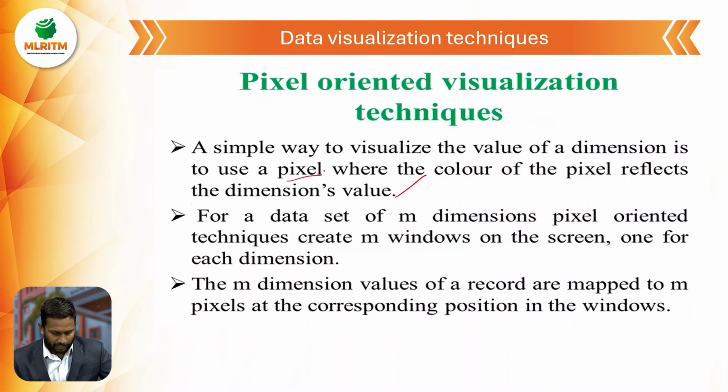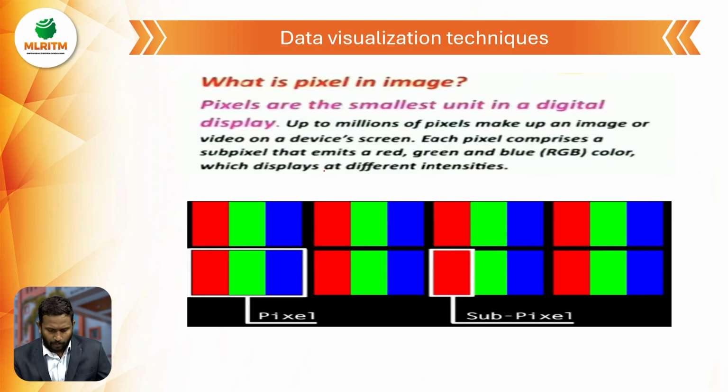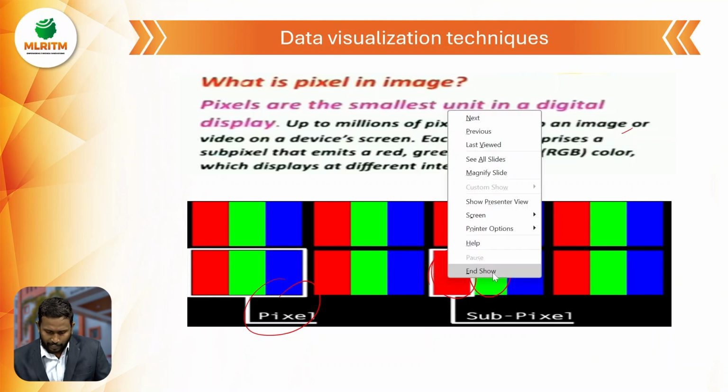What is a pixel? Pixels are the smallest unit in a digital display. Up to millions of pixels make up an image. A pixel is divided into three subpixels, which store the colors red, green, and blue.